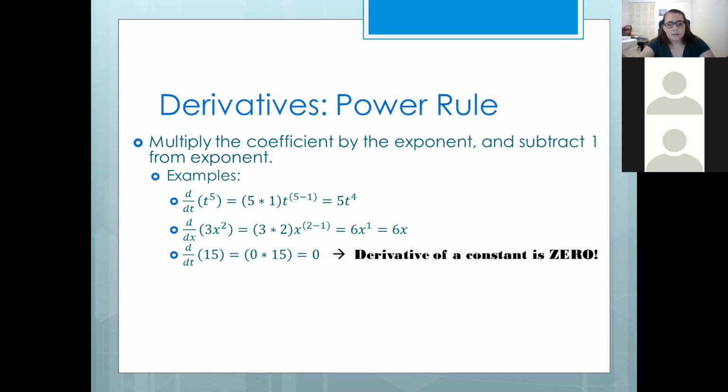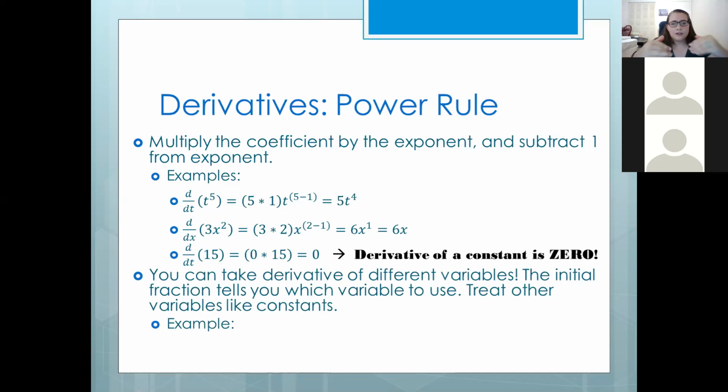And you can think about that graphically too. If we have a constant position of 15, and we want to take the slope of that line, well, if you have a constant position of 15, that part of the graph is a horizontal line. And the slope of a horizontal line is 0. Same idea here with derivatives. It's just mathematically, calculus-wise, instead of graphically.